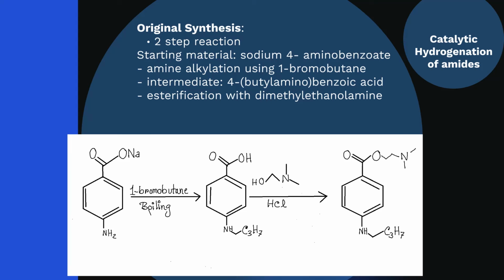In the original synthesis, Eisleb prepared tetracaine in two steps. He started with sodium 4-aminobenzoate, and the first step was the amine alkylation using 1-bromobutane, which gave out the intermediate 4-butylaminobenzoic acid. And for the second step, there was an esterification with dimethylethanolamine, which gave out the product of tetracaine.